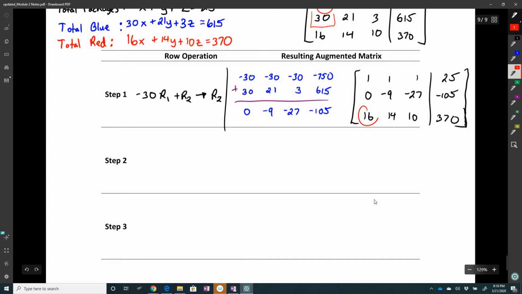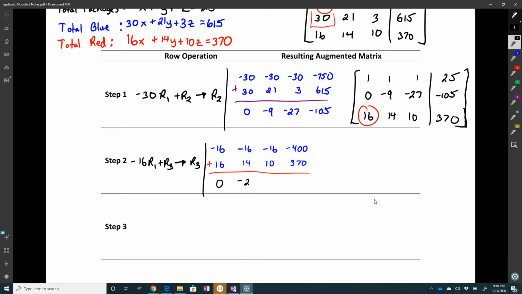I want to change this one into a 0. So for this, I'm going to do the opposite again. I'm in column 1, so I use row 1. Negative 16 row 1 plus row 3 gives me my new row 3. All right, so I got negative 16, 16 times 25, that's negative 400. And then 16, 14, 10, 370. So we add those up: 0, negative 2, negative 6, and then negative 400 plus 370, that's negative 30.